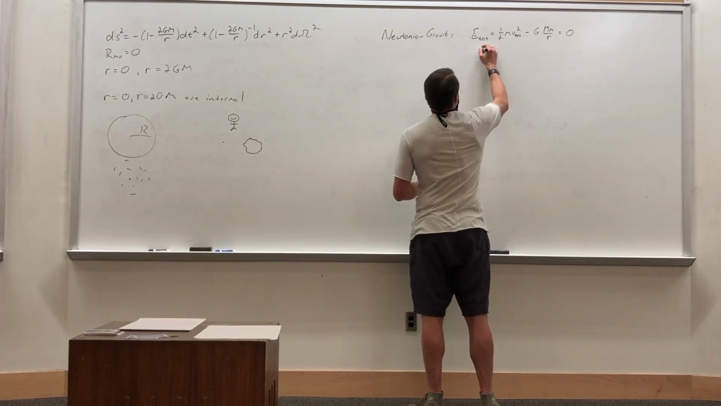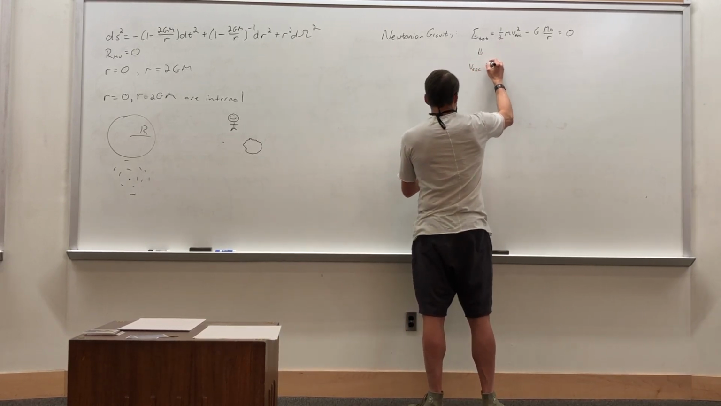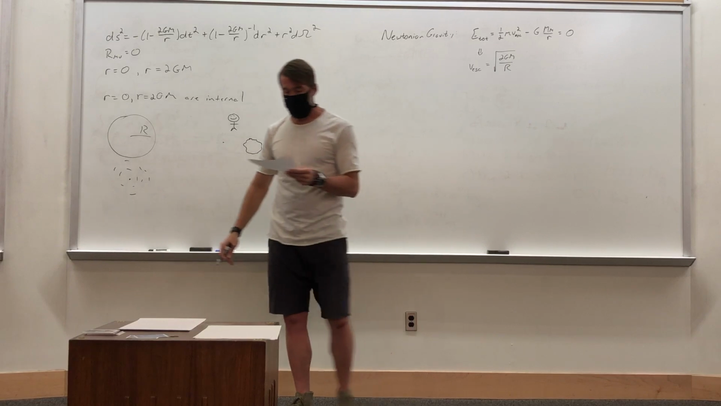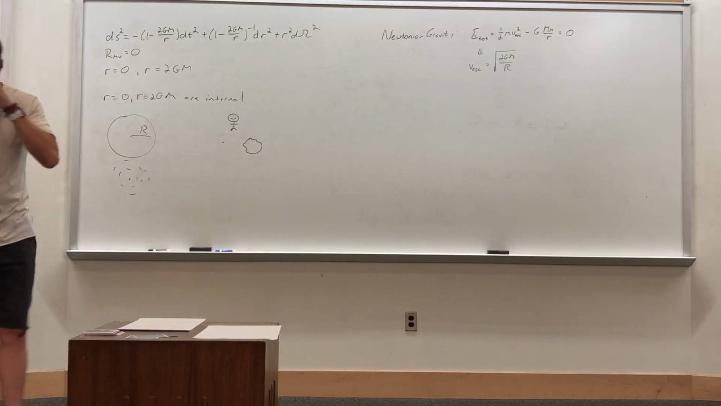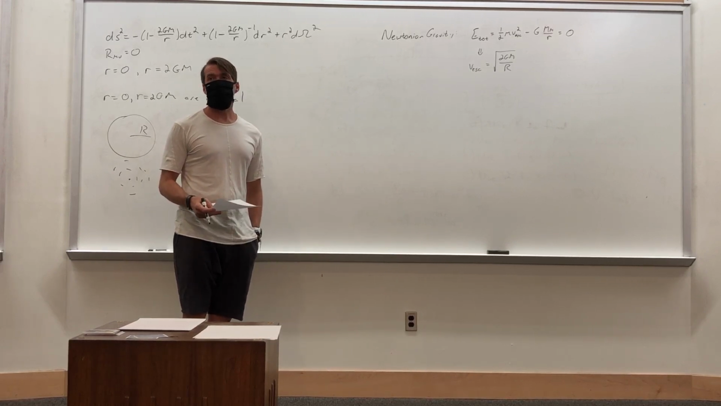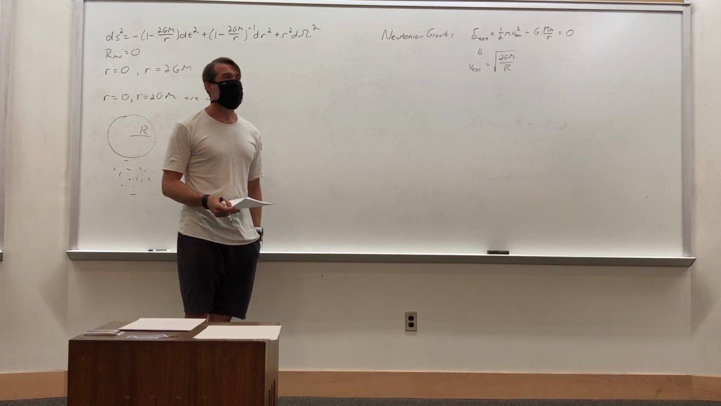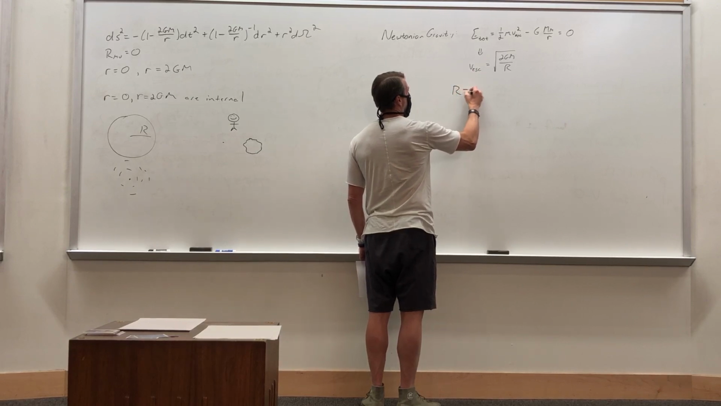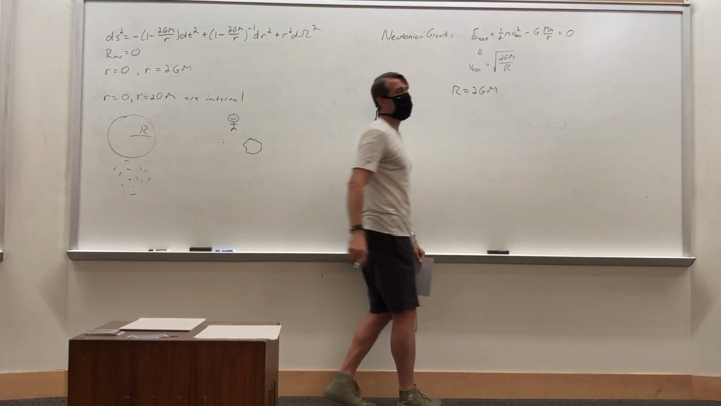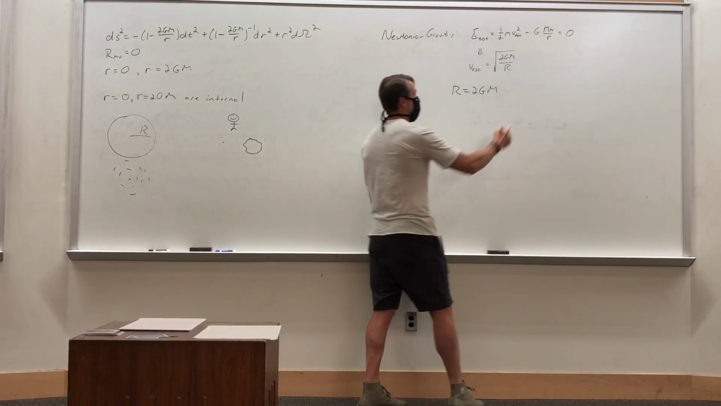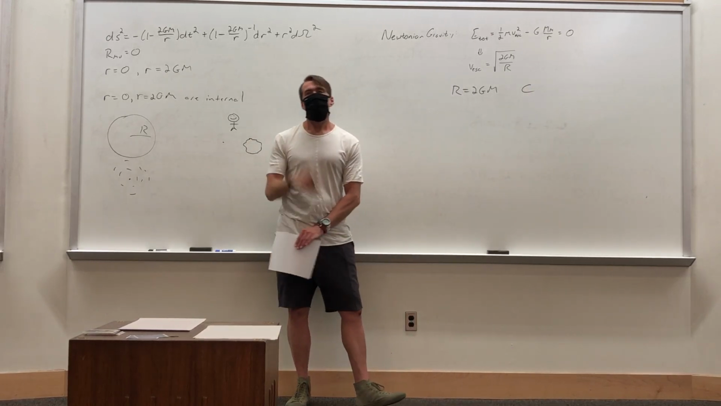Well, this immediately tells me that V escape is the square root of 2GM over big R. All right? Anyone notice anything interesting? What if R equals 2GM? What is the escape velocity? The speed of light. It's the speed of light, which is 1.